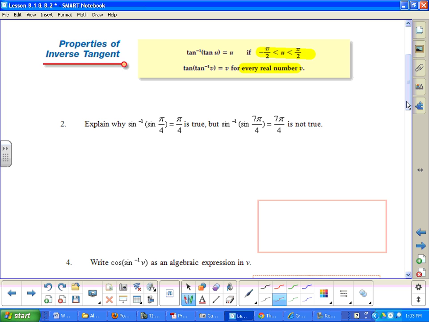Okay, so why? Anybody know why? With pi over 4 it's true, but 7 pi over 4 it's not? Right, it's not in the restricted area. So 7 pi over 4 is not between negative pi over 2 and pi over 2. So that one would not be true, and let's actually look at it numerically and see what it is.